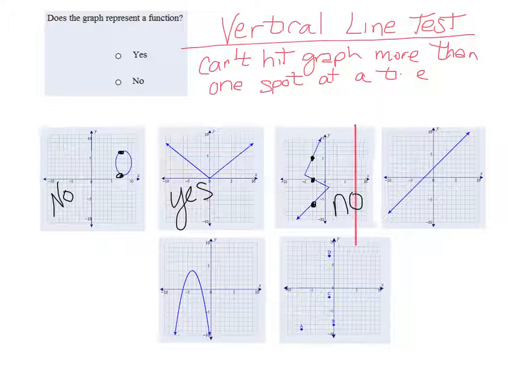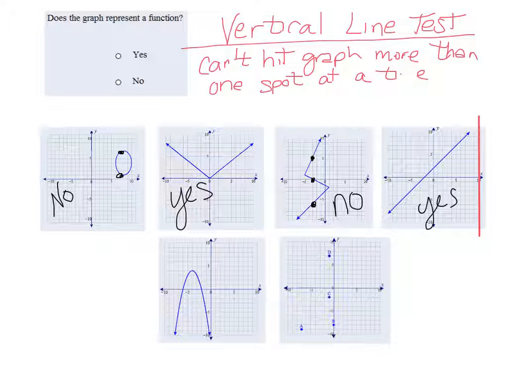All right, let's try one more here. As this one slides left to right, does it ever hit the graph more than one time in a particular spot? And as I go left to right, I think I'm golden there. That's a beautiful function right there. It passes the vertical line test.